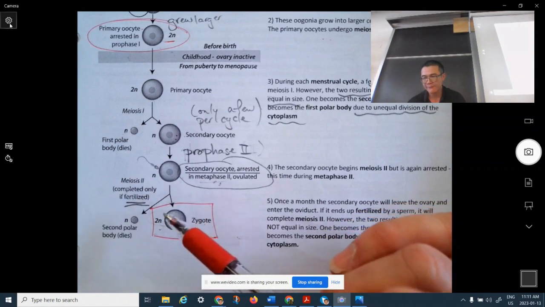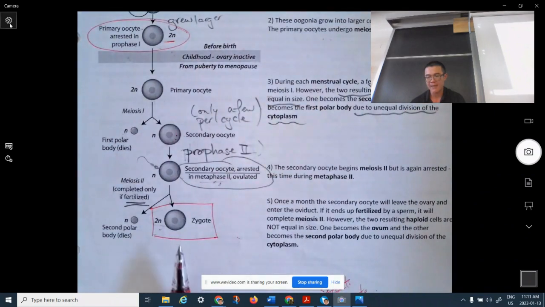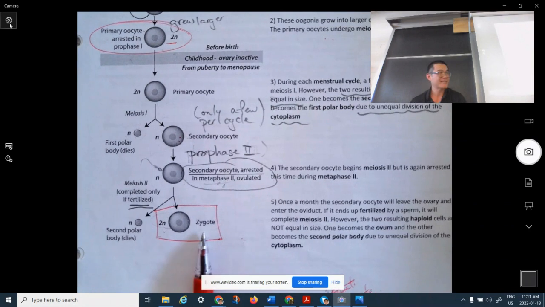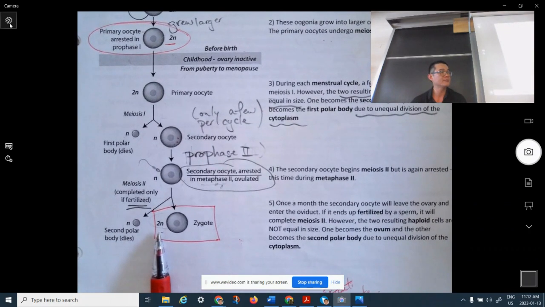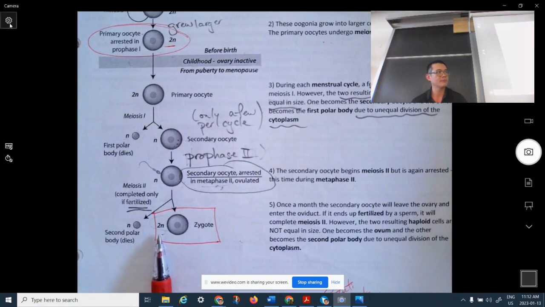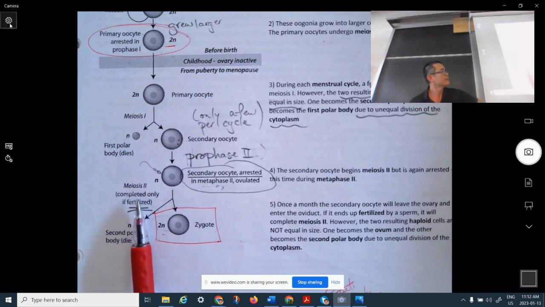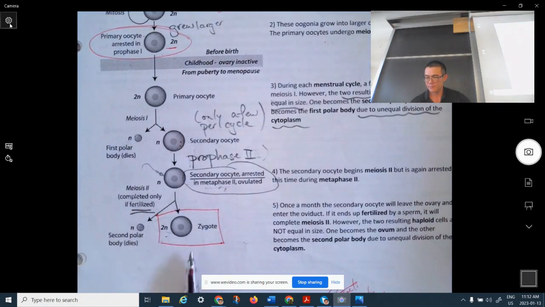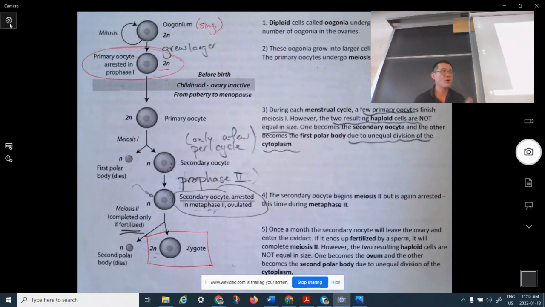So if oogenesis goes through the whole entire thing and ends with fertilization, you end up with a zygote. This zygote will be a diploid cell, not a haploid. The reason it's not a haploid is because it received the other 23 chromosomes from the sperm. Okay. Any questions?